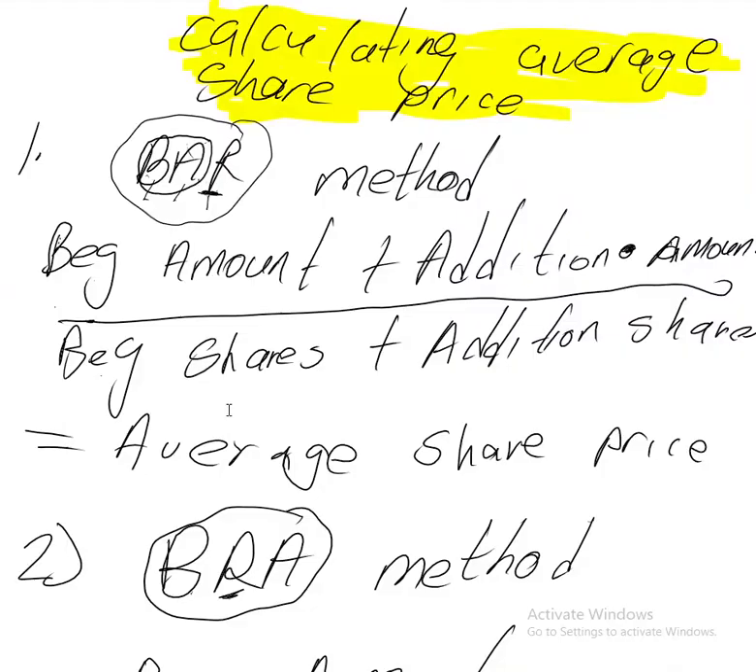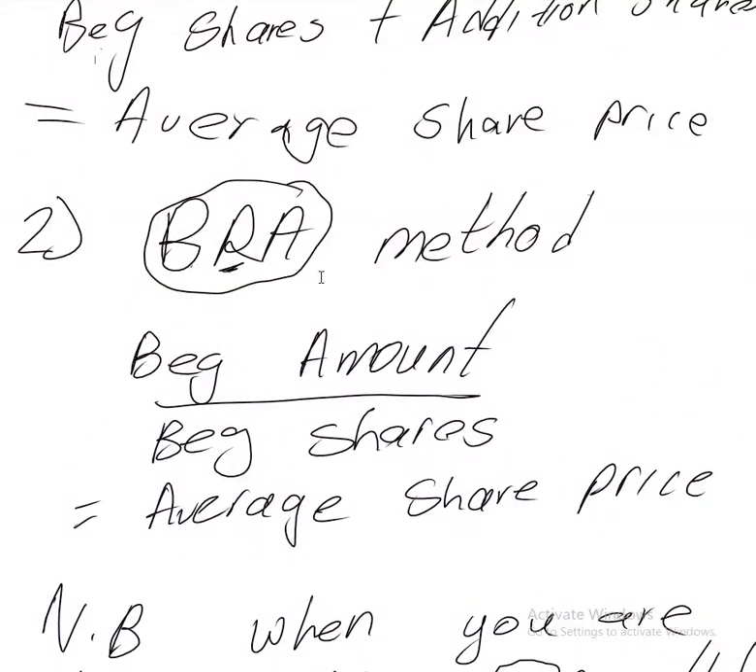Then we go to the BRA method. On the BRA method, which letter is before the R? Obviously, it's B. So for me to calculate the average share price, I'm going to focus on B alone: the beginning amount all over the beginning shares. And then I get my average share price. Very, very easy. So the BRA is very easy. The BAR maybe is the one that might give you some trouble here and there, but we'll do some exam paper examples so that you know how to deal with different types of the BAR, right?